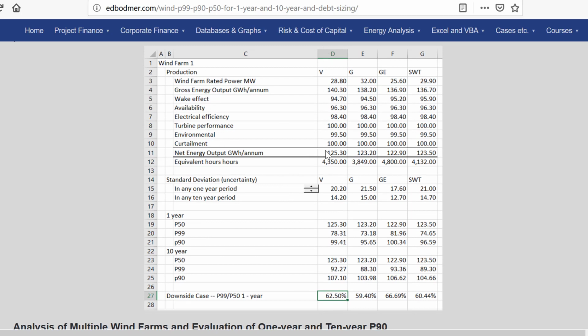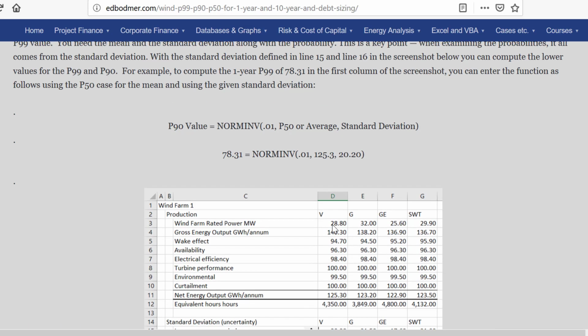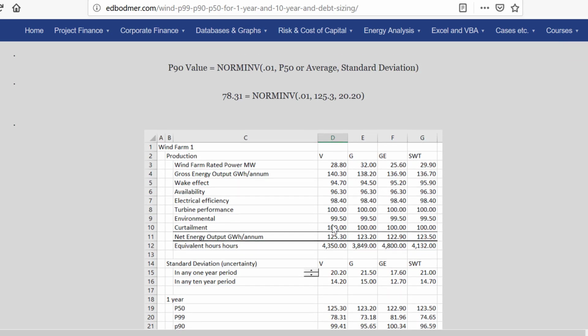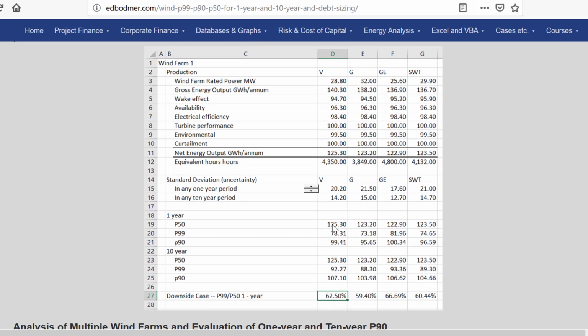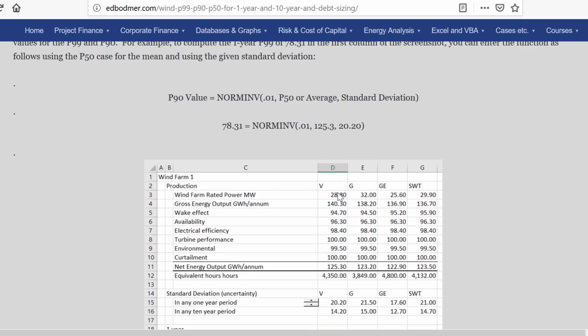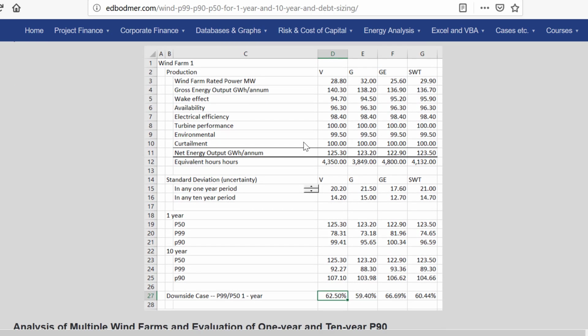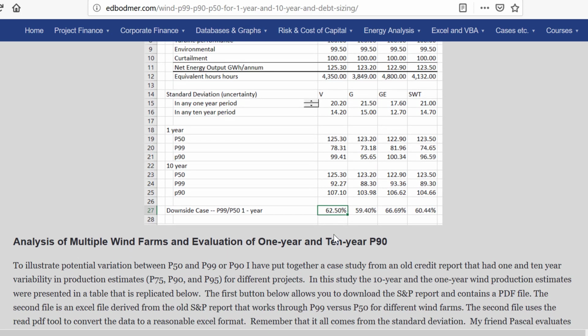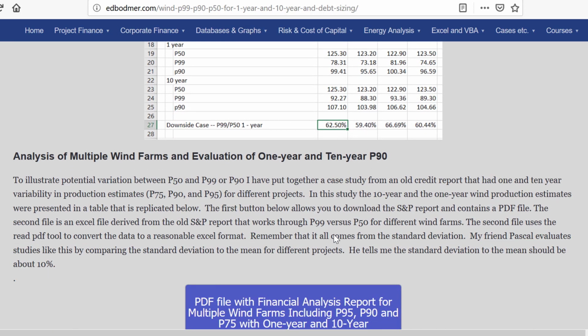So this is an example of some kind of wind analysis. They had a Vestas machine, and here's the P50, which was, excuse me, 125.3, that's right. And then the standard deviation for 1 year was 20.2. You take that and you put 0.01, and then you get the P99. So sorry about the error here. I'll have to fix that.